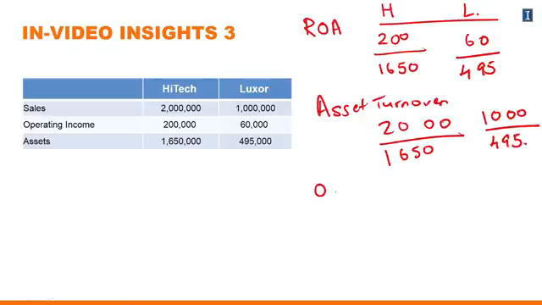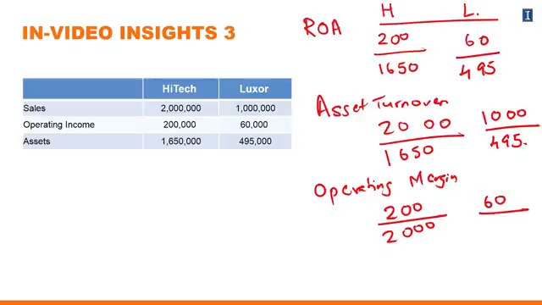Last, let's calculate the operating margin. Which is your operating income for Hi-Tech, that's 200,000, divided by sales of 2 million. And then for Luxor, it is 60,000 divided by sales of 1 million.